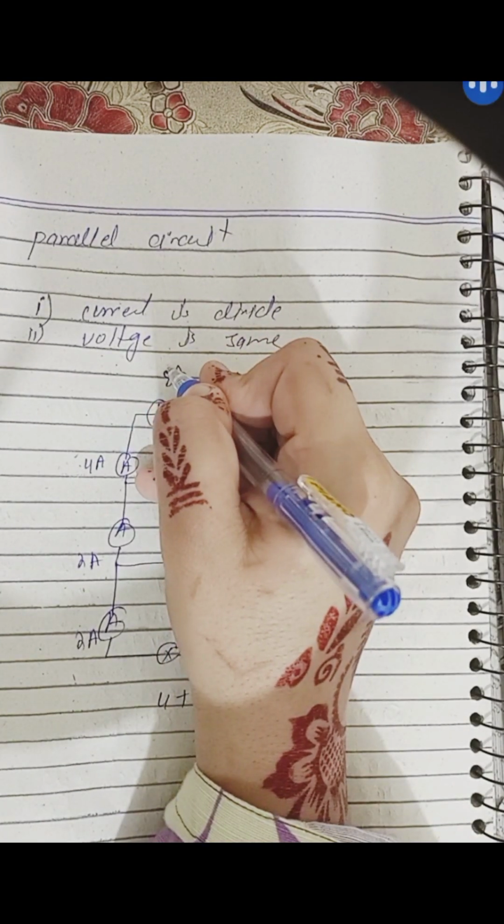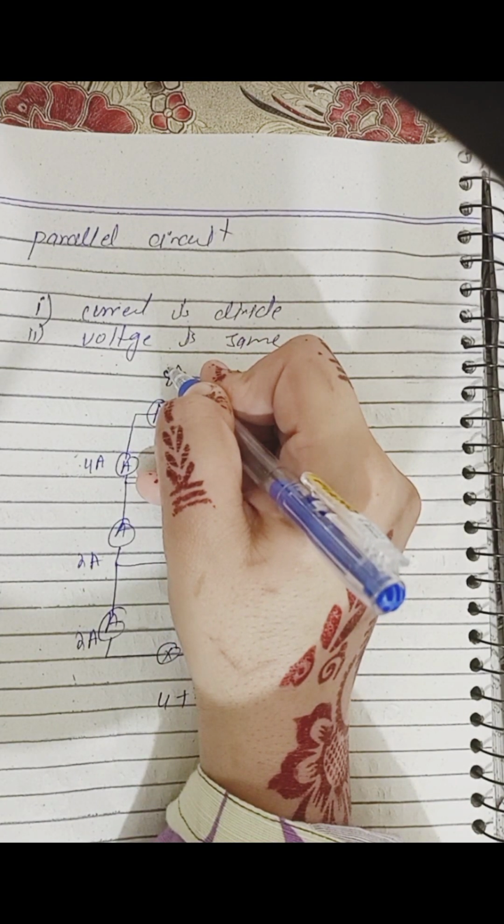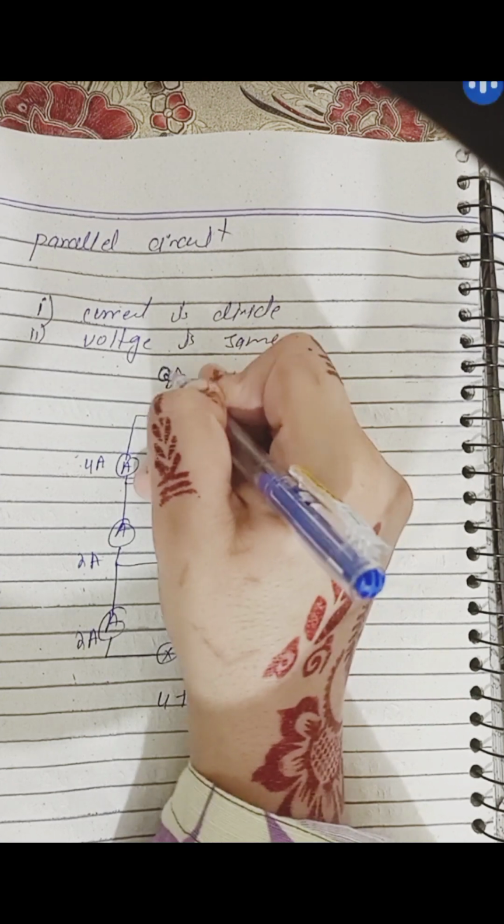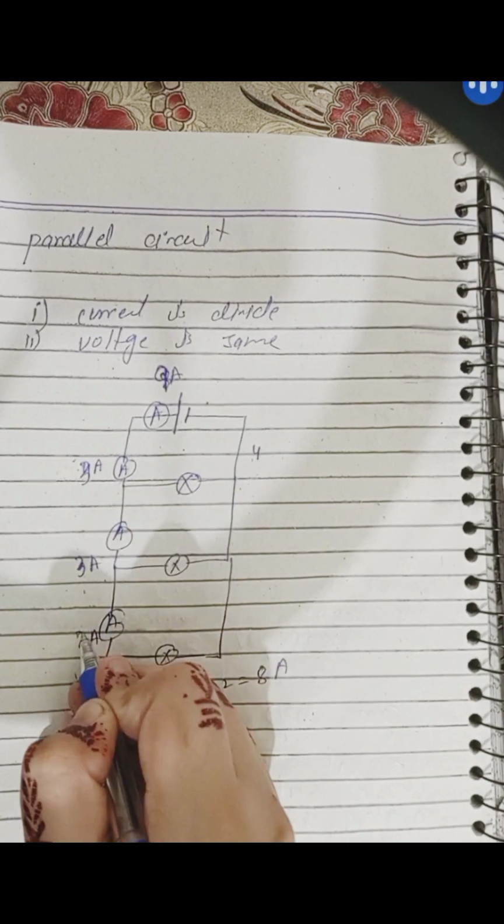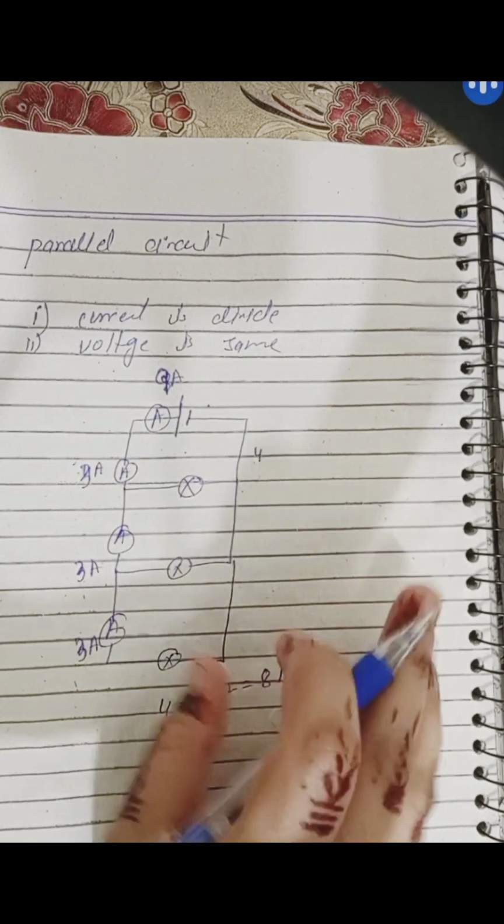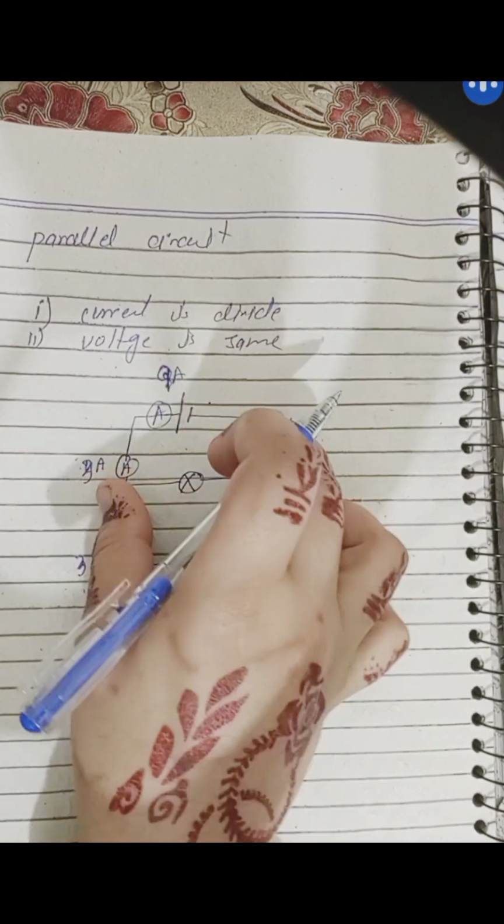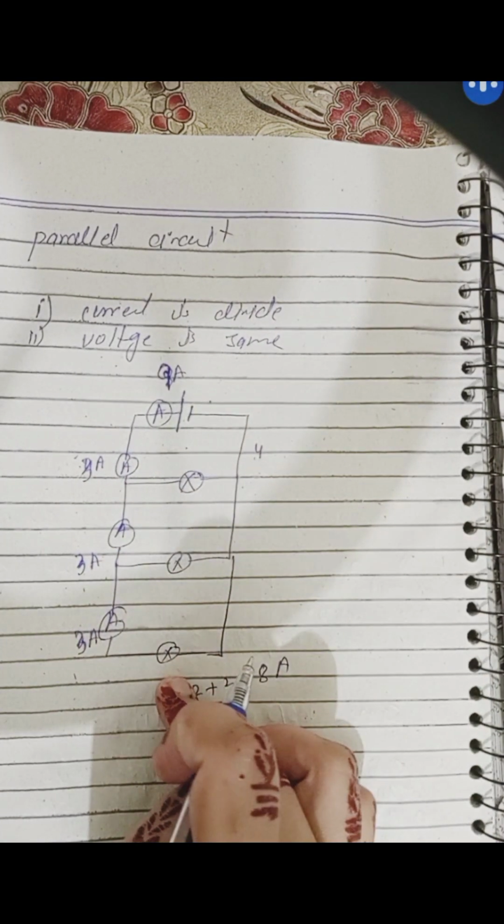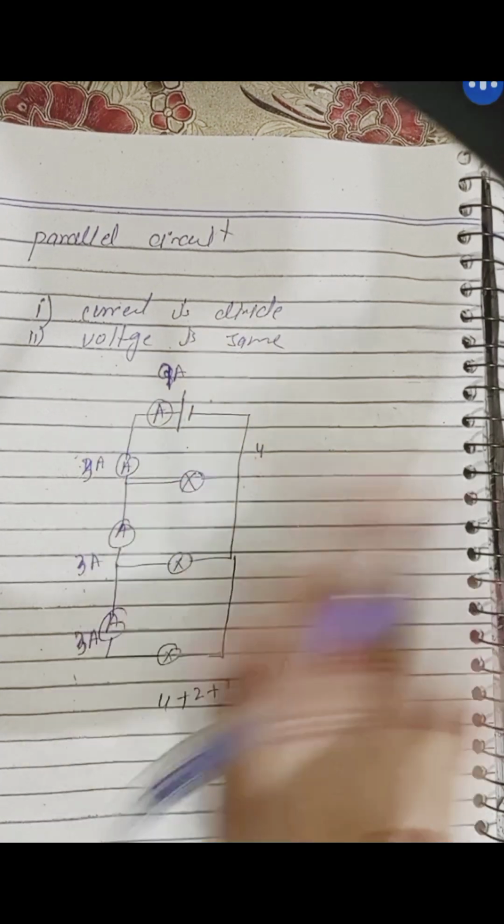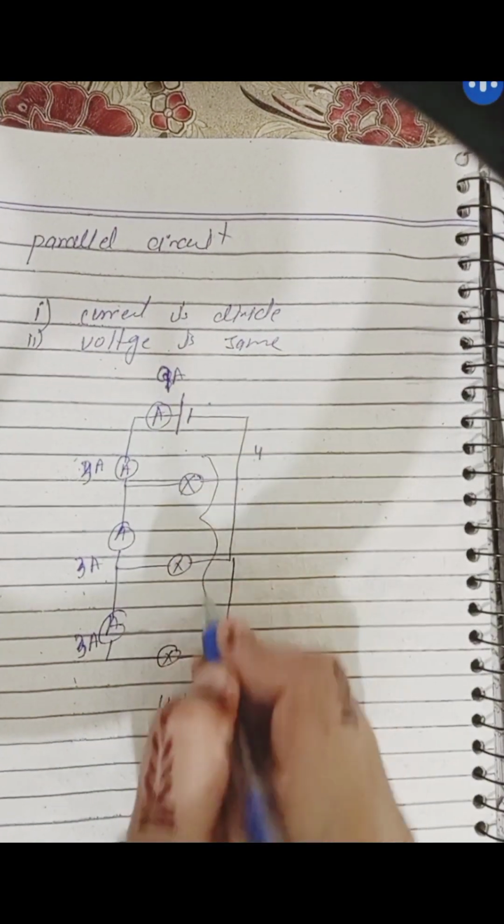For example, if we have 9 ampere coming from the source, it means 3 ampere, 3 ampere, and then 3 ampere. The current will be divided equally among the same components because they are the same component.